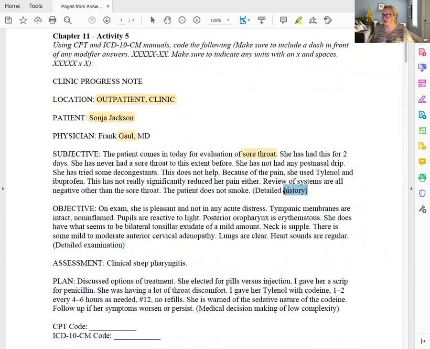So one thing I will say is that Dr. Gall did give us a very detailed history, and that's very good when determining the level of history. We can tell that because there are 4 or more elements of HPI. There's a couple of questions about review of systems and the statement that all others are negative, and also some history about the patient themselves saying they don't smoke, so that's not why they have a sore throat.